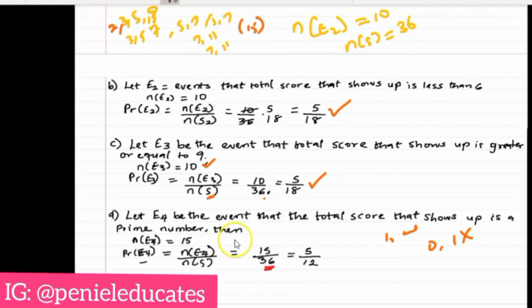Then we have the event which we have as C4. That's 15. The total score that shows up is actually a prime number. So we have 15 over 36, and our probability for the event, the total score that shows up is a prime number, is 5 over 12.